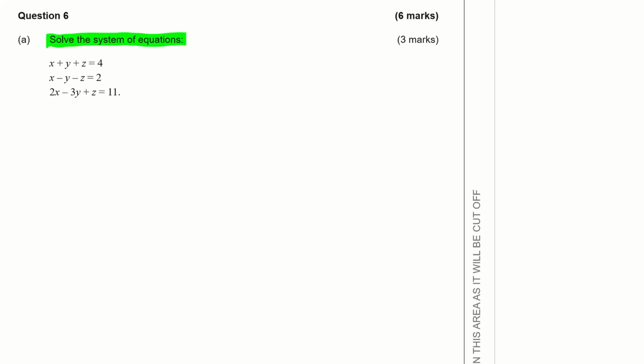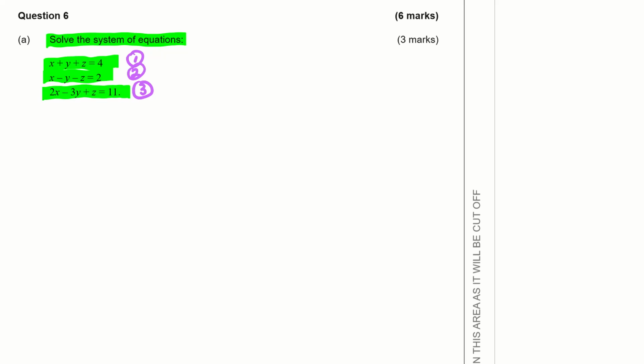Solve the system of equations. We have x plus y plus z is 4, x minus y take away z is 2, and 2x minus 3y plus z is 11. Let's call these equations 1, 2, and 3.